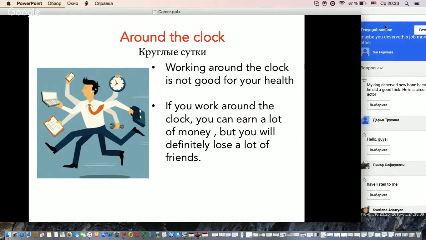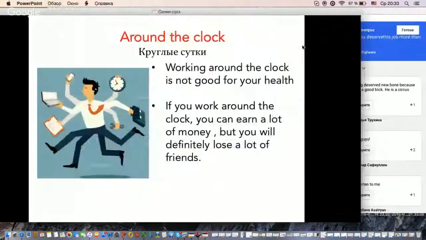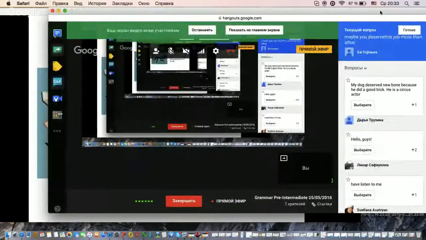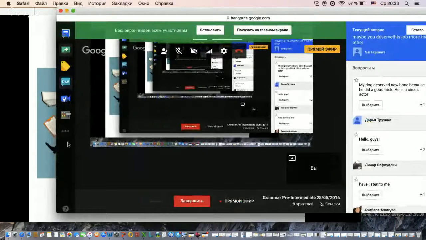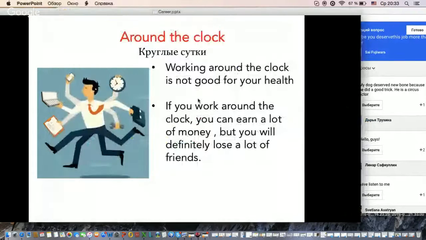All right, one more about with the word to deserve. My dog deserved new bone because he did a good trick. He is a circus actor.